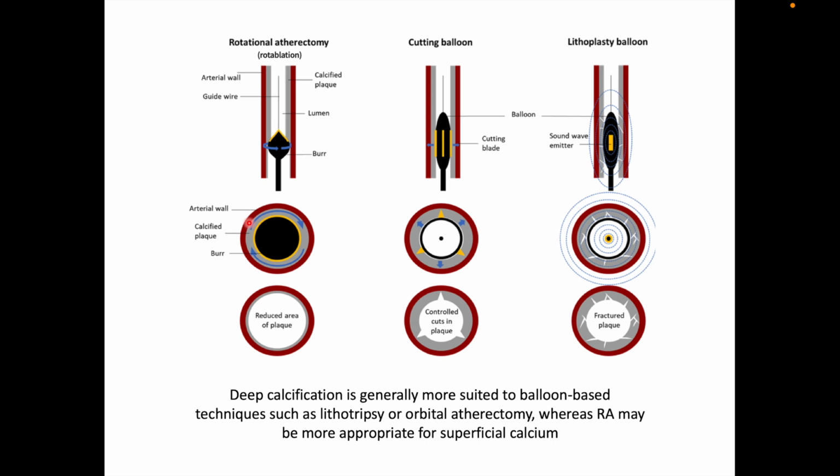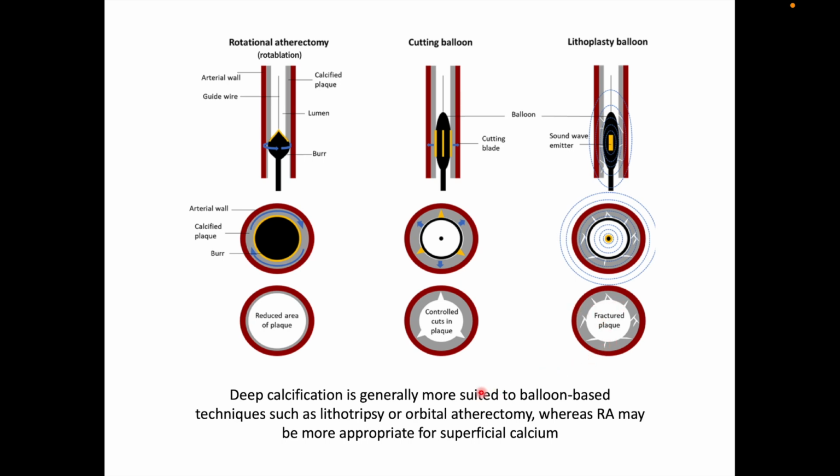So there are different modalities available. You've got rotational atherectomy, with which you modify the plaque and you actually are also reducing the area of plaque. It's plaque modification that you do with rotational atherectomy. With a cutting balloon, you are doing controlled cuts in the plaque. You're putting cuts in the plaque with the blades of the cutting balloon. And with lithotripsy balloon, with these lithotripsy waves, sound waves, you fracture these plaques.